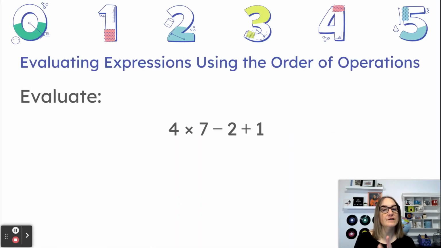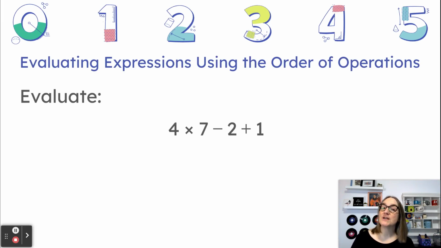When we evaluate expressions, one of the most common ways of doing it is to rewrite a simplified expression underneath our original expression and then keep going until we have the simplest or shortest form of the expression. Let's take a look. If we start with the expression 4 times 7 minus 2 plus 1, now if we remember the order of operations or that handy acronym BEDMAS, we start with brackets. We don't have any, so we skip to exponents. We don't have any of those either.